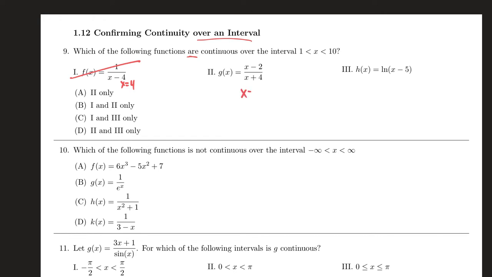This one's going to be discontinuous at -4, but that doesn't matter because -4 is not in the region I care about, so this one's actually going to be an answer to the question. And this one, the natural log, we did one exactly like it in class. If you plugged in, say, 1, you would get a negative in the natural log, and that's not possible, so this one's also discontinuous, which means the answer is just 2.